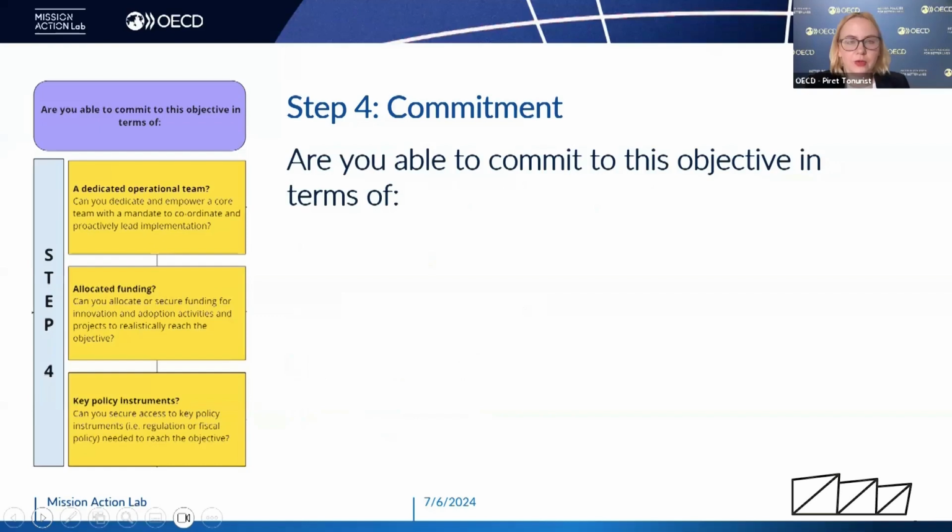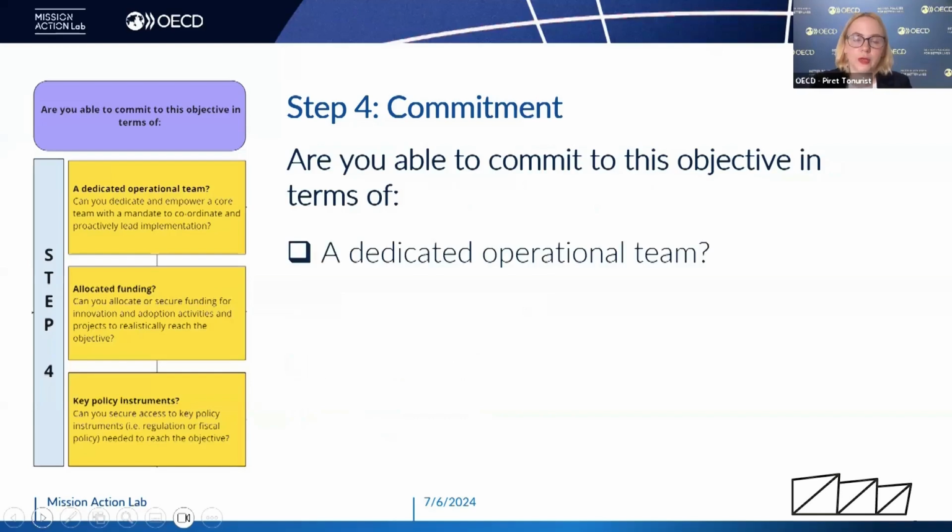And the last step that we usually have our mission teams who are considering or stating missions go through is the commitment level. So are you able to commit to this objective in terms of a dedicated operational team to put behind the mission? Because one of the challenges we really see is that successful missions that we have followed usually have this dedicated task force or operational team there for the whole duration of the mission itself. And often these transformation teams are cross-cutting, put together with experts from different fields depending on the mission needs at hand.